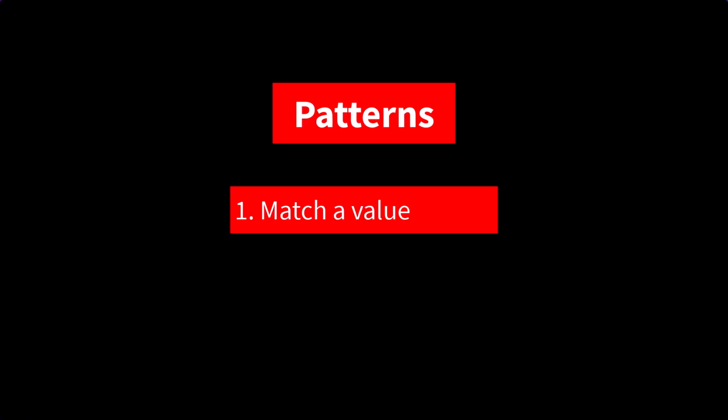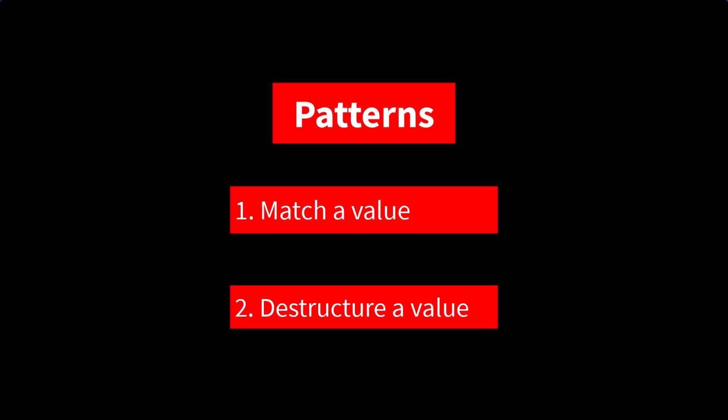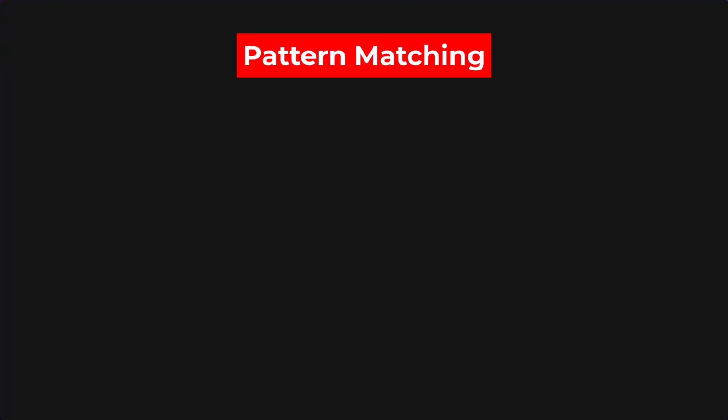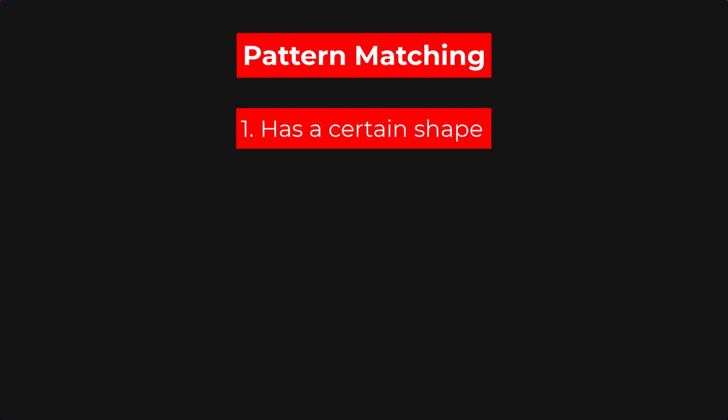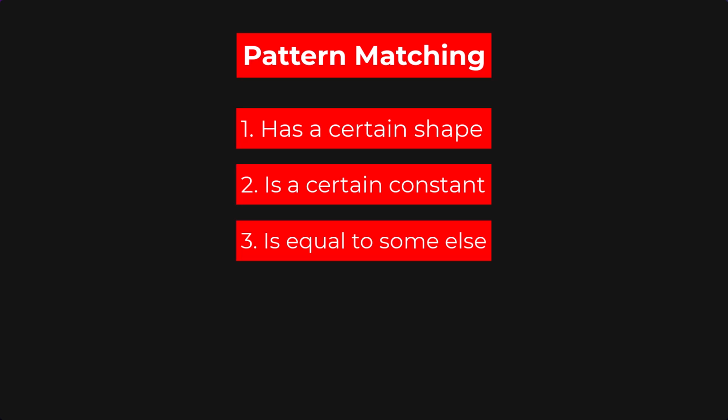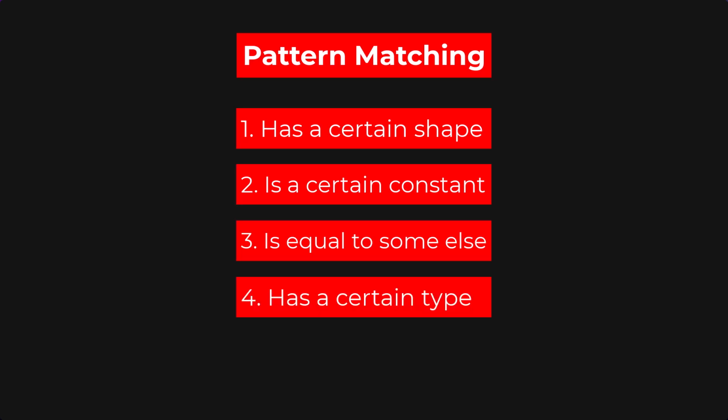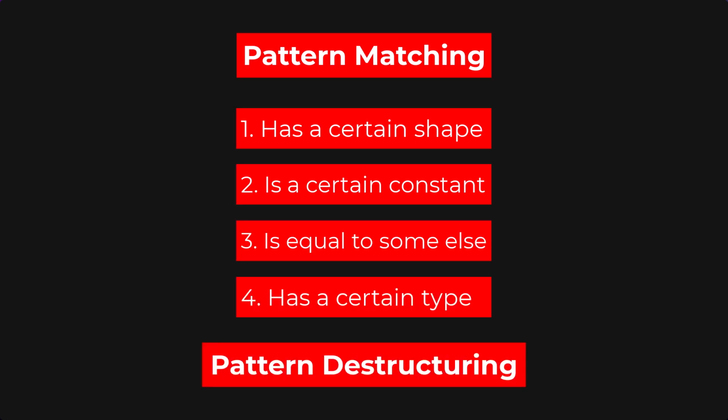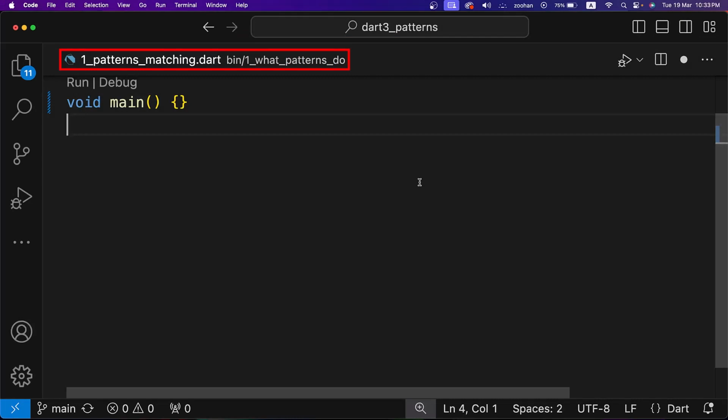In general, a pattern may match a value, destructure a value, or both, depending on the context and shape of the pattern. First, pattern matching allows us to check if a given value has a certain shape, is a certain constant, is equal to something else, or has a certain type. And then pattern destructuring provides us with a convenient declarative syntax to break that value into its constituent parts. The same pattern can also let us bind variables to some or all of those parts in the process. Let's go to number one, pattern matching.